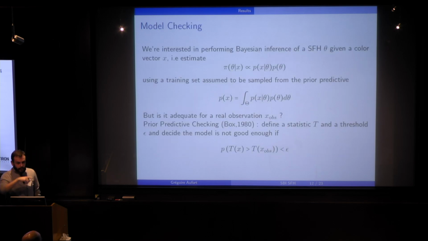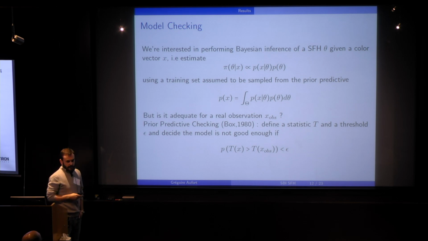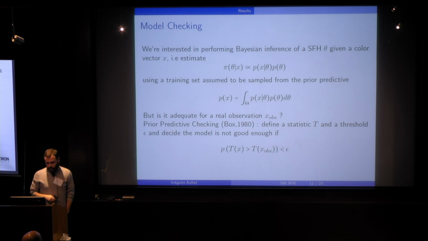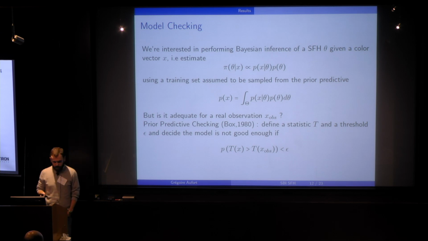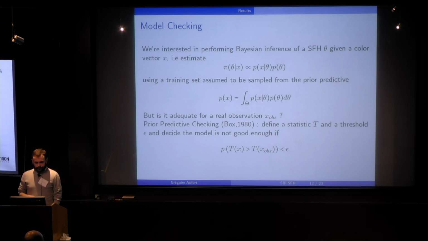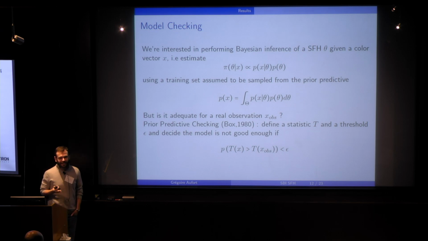This was on simulated data, and we all know doing machine learning on your training set is very easy. We're interested in doing Bayesian inference, and since we are doing SBI, we are assuming that the training set has been sampled from the prior predictive. Otherwise, you're not doing Bayesian inference. And now the question, but it's an old one, already asked by Box in 1980, is how do you check that your prior distribution is kind of reasonable for your data?